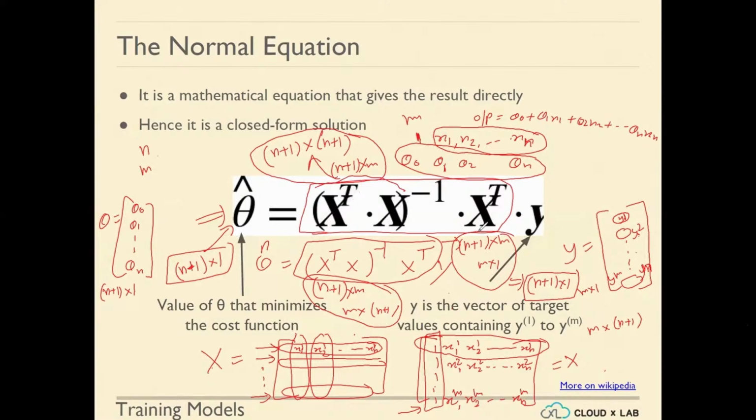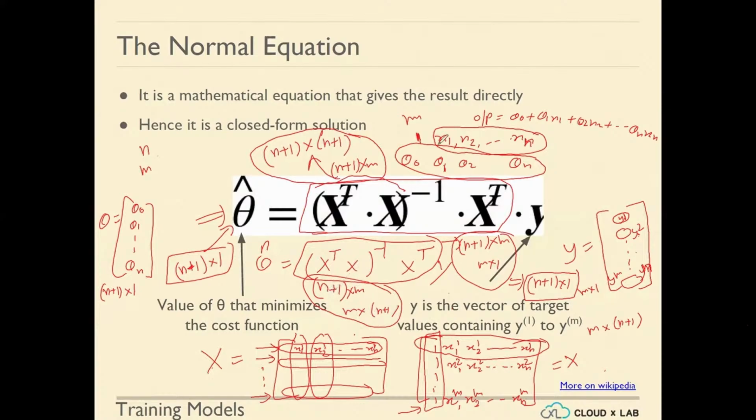So here, what is the size of this matrix X transpose X? Because size of X is m cross n plus 1, the size of X transpose is n plus 1 cross m. Size of X is m cross n plus 1. So the size of X transpose X is n plus 1 cross n plus 1.